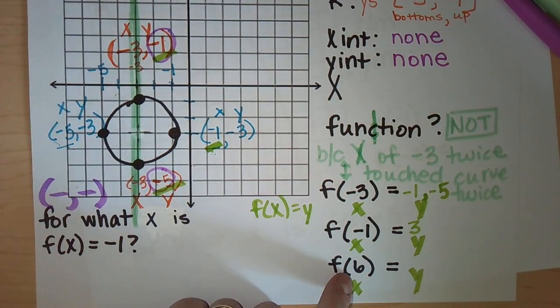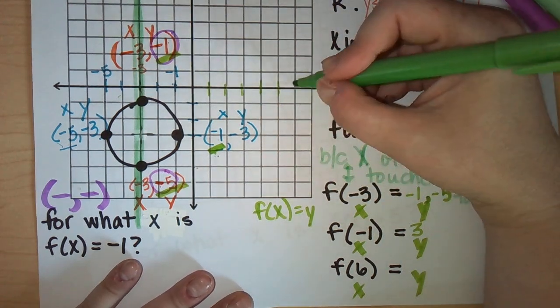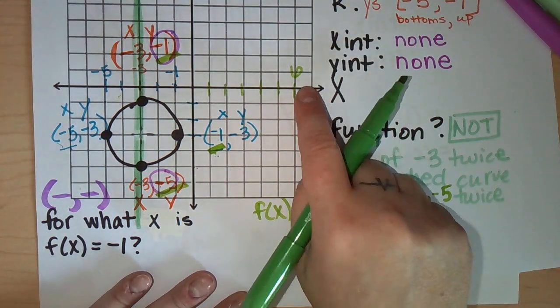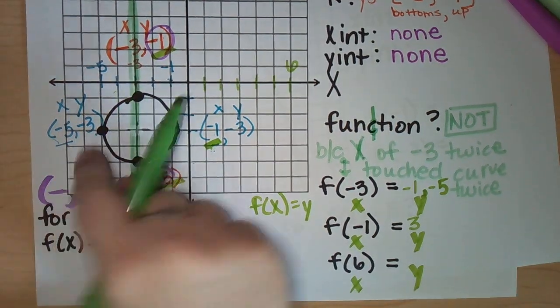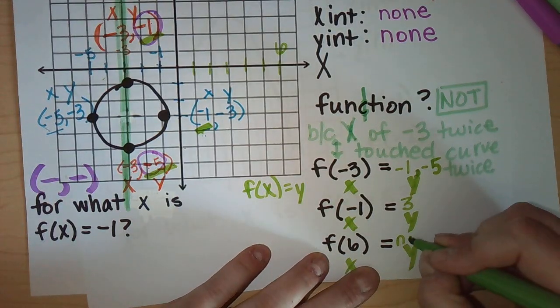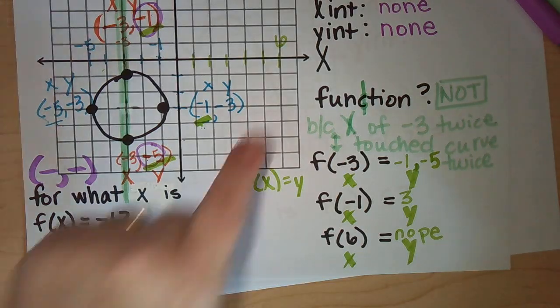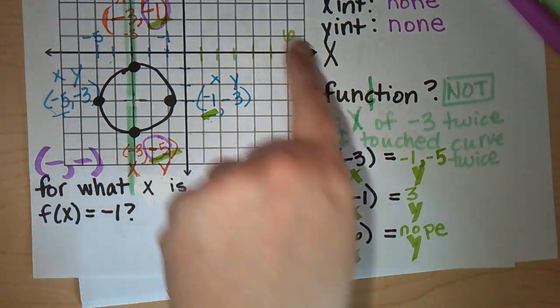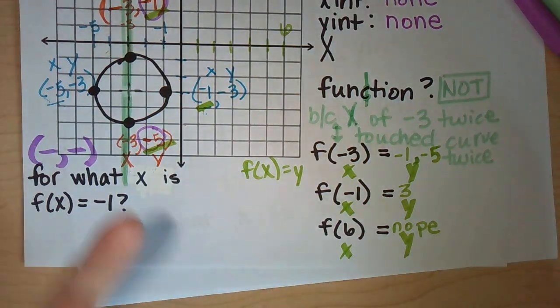Let's look at f of 6. That means 6 is x. Where is 6 at on the x? Over here. Okay. Well, do I have a dot over here? Nah, my graph is way over here. So f of 6 actually does not exist. Because way over here, my picture isn't even over here. So I can't find a point.